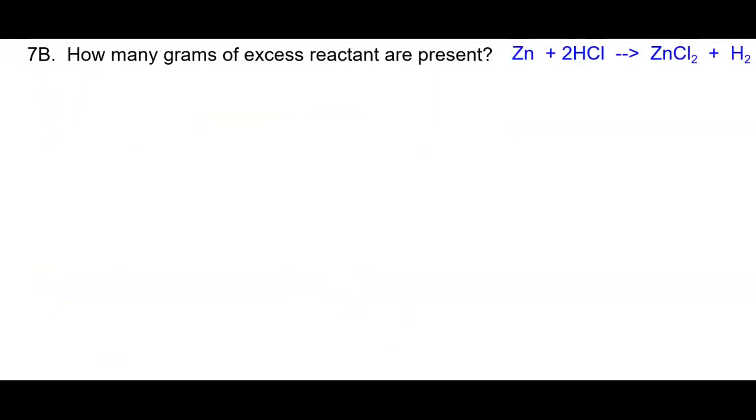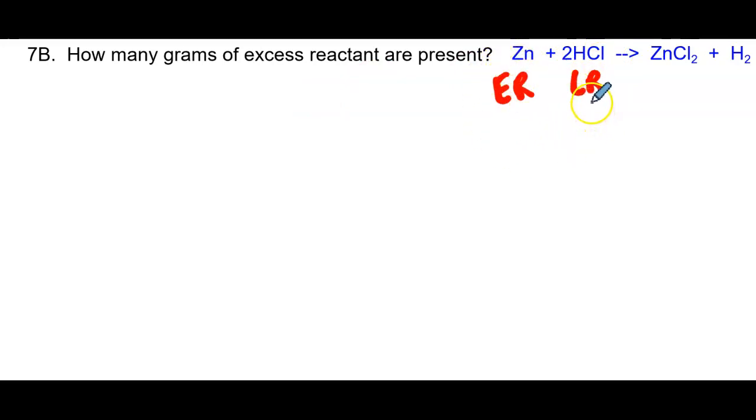Okay, let's look at another example. It says how many grams of excess reactant are present? So we're looking for excess reactant this time. Okay, so let's remember for just a moment that this was my limiting reactant and zinc was my excess reactant. These cannot be limiting or excess reactants because they're products. Okay, so which of these is my limiting? Hydrochloric acid, making by default then zinc my excess reactant.